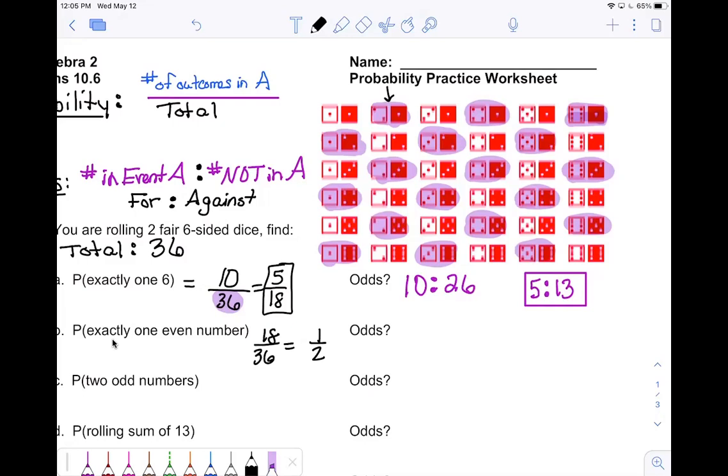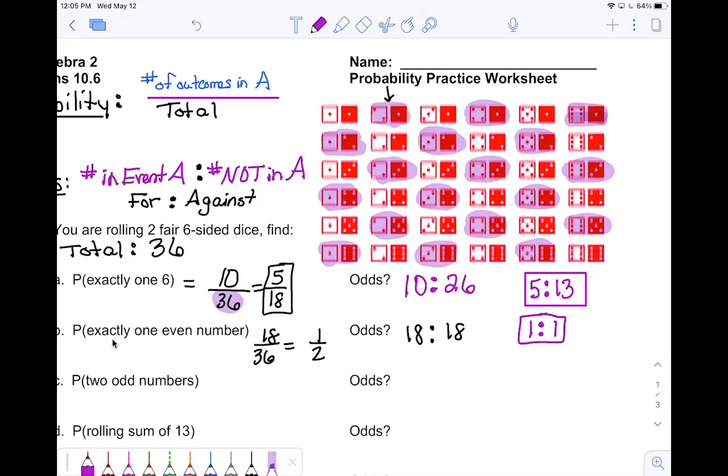All right, Riley, one more question for you. When we do the odds, 18 of them had an even number. How many of them didn't have even numbers? 18. Yeah, what do you think 18 over 18 reduces to? What's 18 divided by 18? 1. 1, yeah. So as an odds, we say that reduces to 1 to 1.